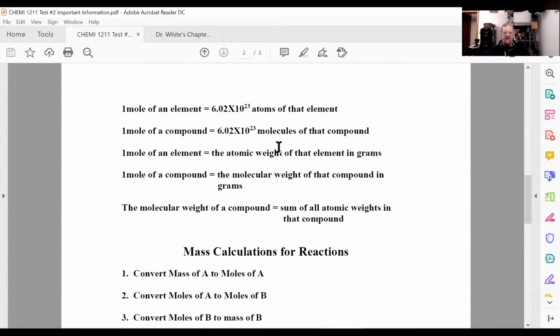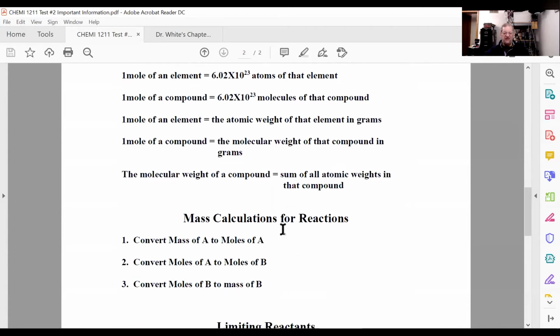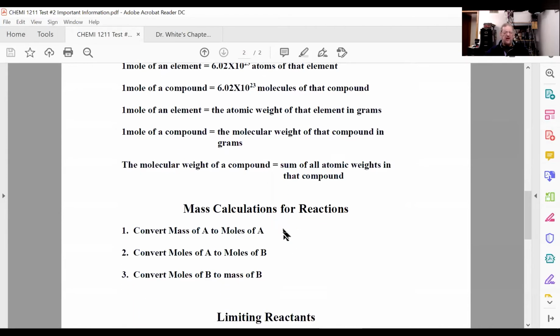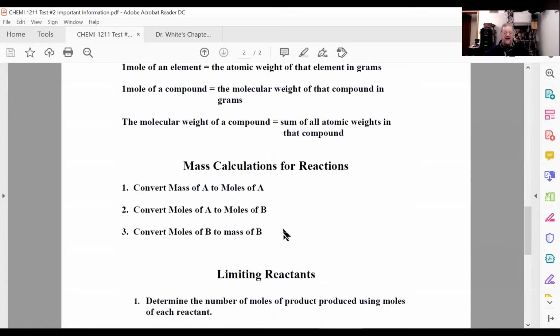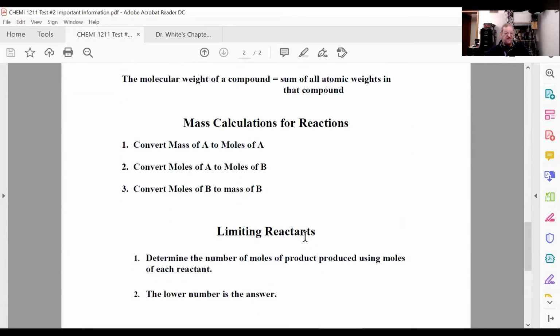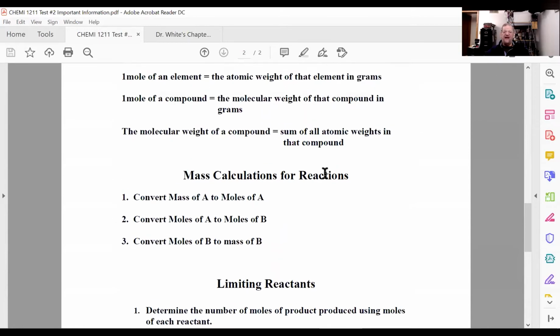Like I have here, all the different mole relationships, how to do mass calculations for reactions. We'll do that in chapter 8. And how to do limiting reactants. We'll do that in chapter 8 today. But like I've said a number of times now, I'm testing your knowledge of chemistry. I'm not testing your memory.